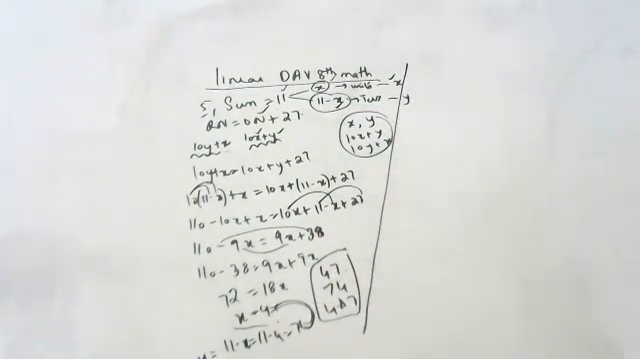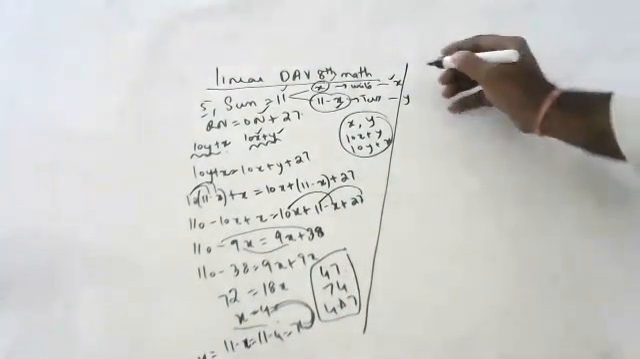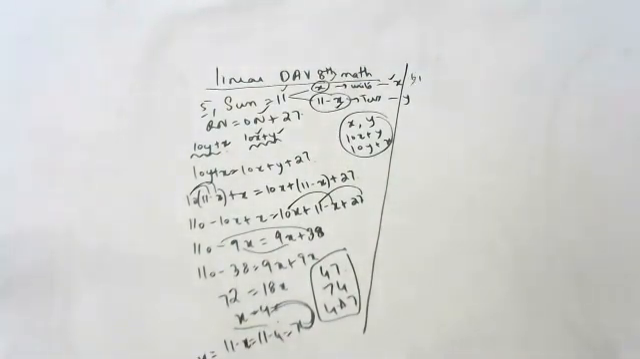If you practice sums like this, you will get it, children. So we have to practice them. Next question. The sum of three consecutive multiples of 7. Surya, what are the multiples of 7?